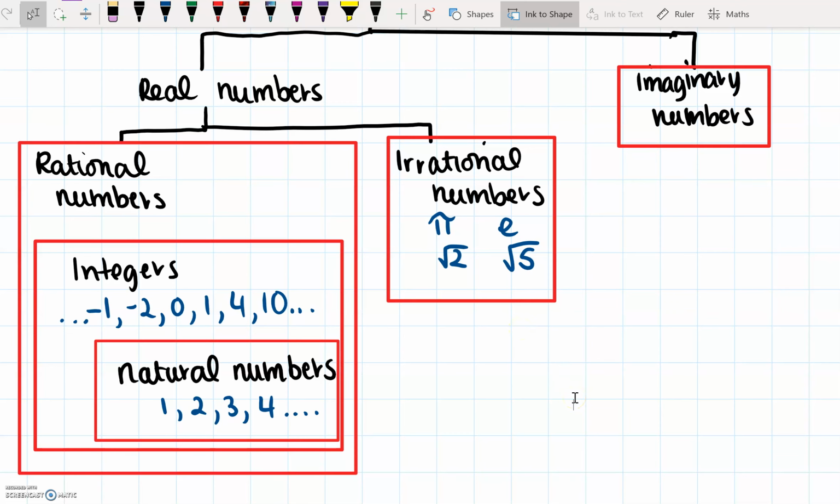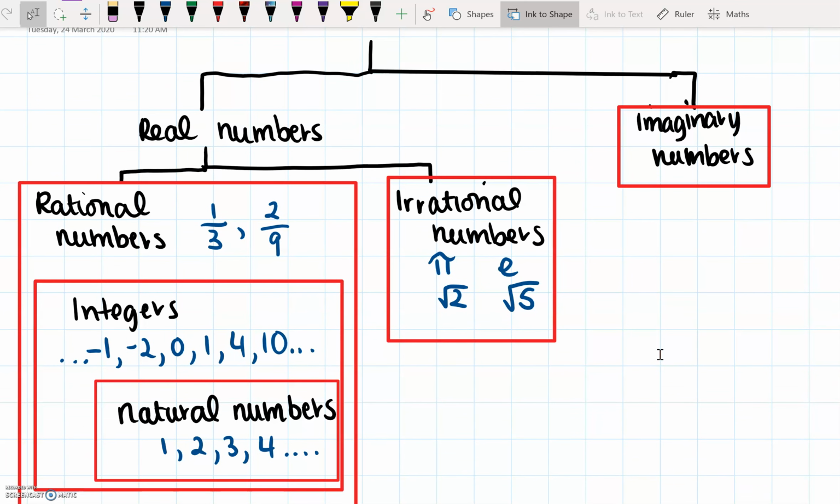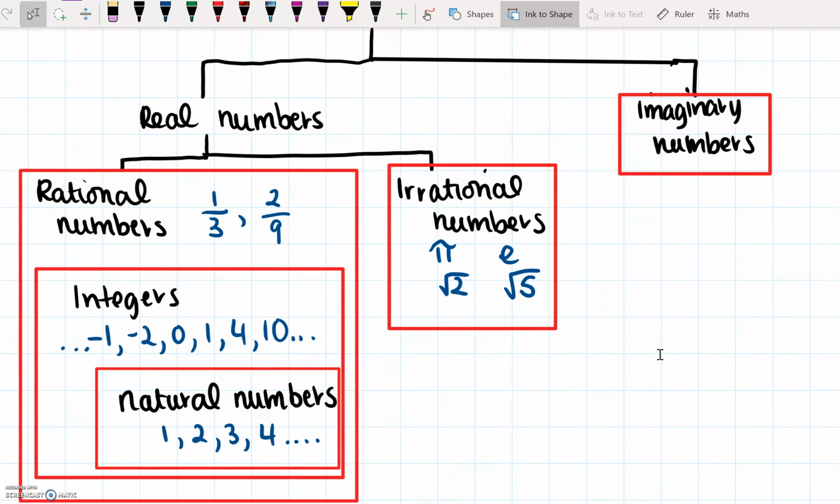Within the rational numbers, we have things that are not integers. Some examples would be 1/3 and 2/9. These are rational numbers that are not integers. And you can see that in our integers, 0, -2, and -1 are integers that are not natural numbers. But this is basically our flowchart to explain the different types of numbers. And as I said, we'll write a little list underneath.